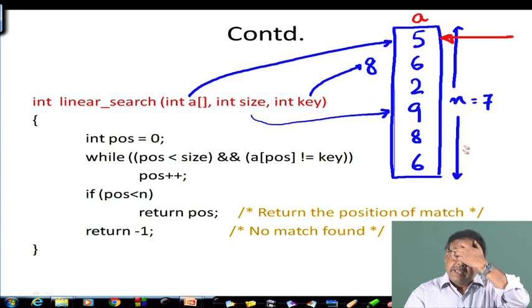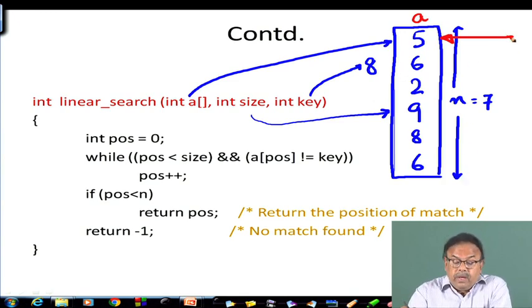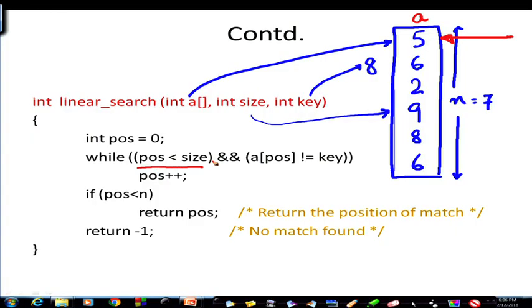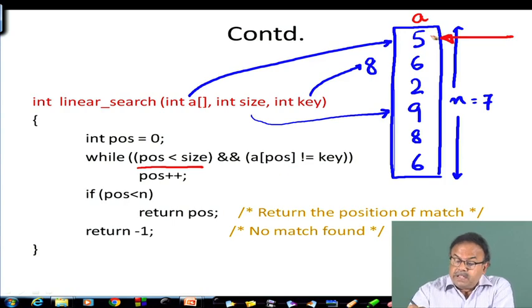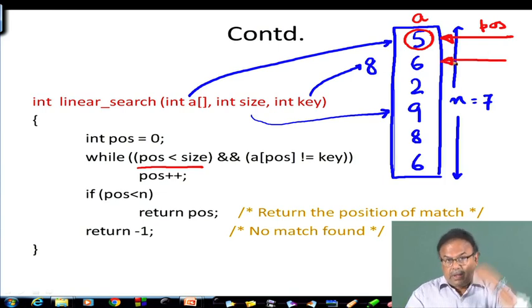While pos is less than size, it is right now 0, it is less than size, that means pos has not exceeded the last element, that means I have not yet checked the last element, that is why this is said. And the element A pos, pos is the index, is 5, and suppose my key is 8, if A pos is not equal to key, then I will increment pos, I will check for the next element.